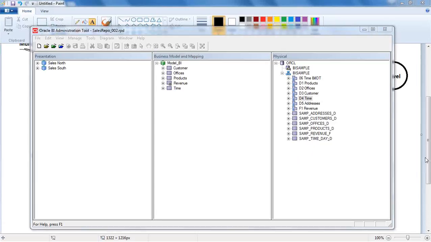Hey Dinesh, this is Senthil here. One quick question. Yesterday when you were talking about the physical layer and the BMM layer, you created a diagram on the physical layer and also did the same exercise in the BMM, right? Is it required to do it in both places? Why can't we do it only in the BMM rather than doing it in the physical?